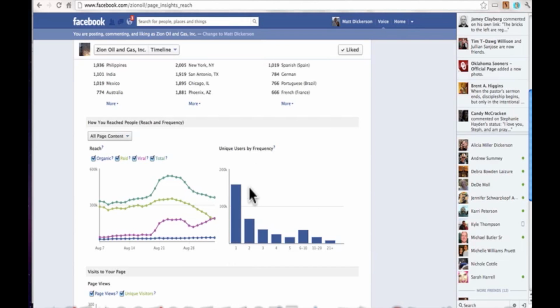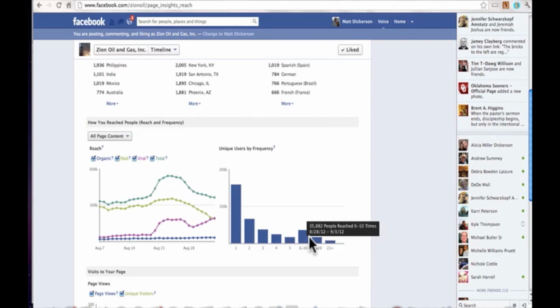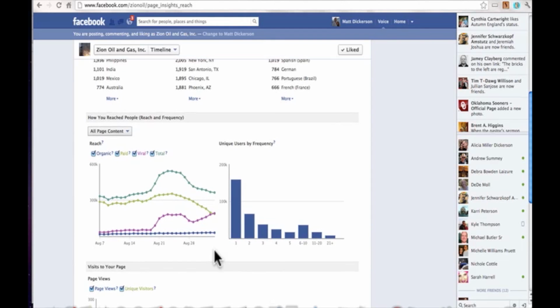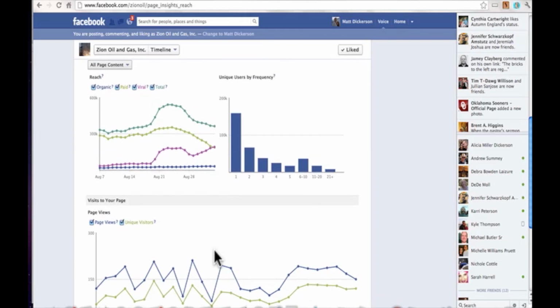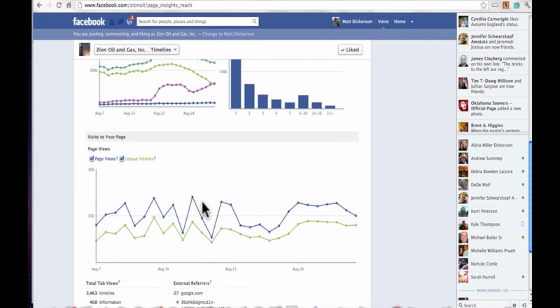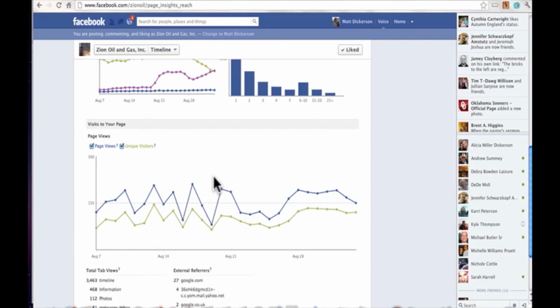And then unique users by frequency, it's going to show you how many people you've reached one time. And if you look here, 7,400 people we've reached out to 21 plus times over that week span. Pretty incredible. We are getting our brand and message in front of them over and over. It's just a matter of time before they like us. You just got to do the right post, correct?